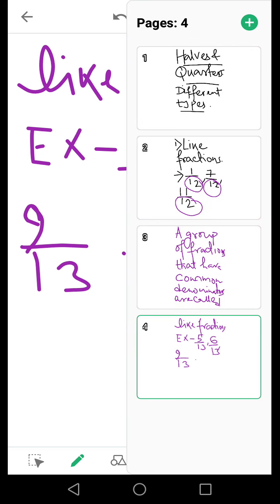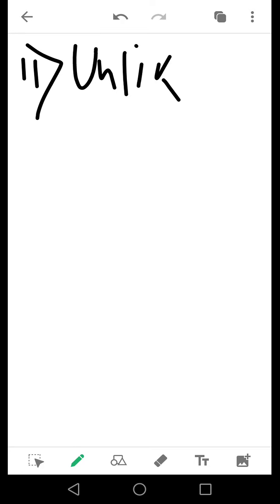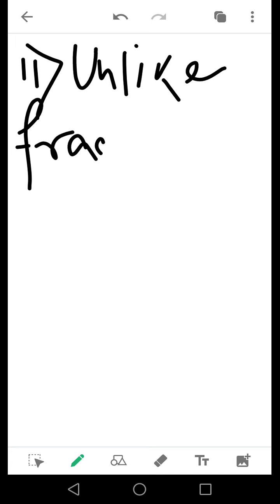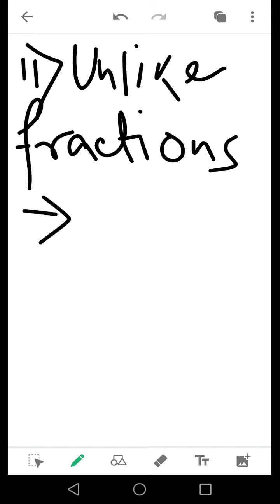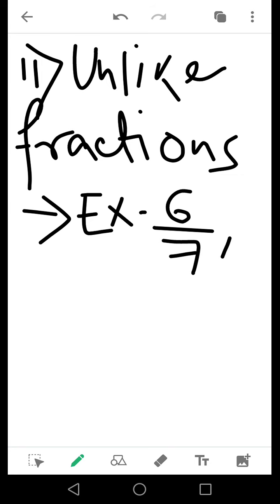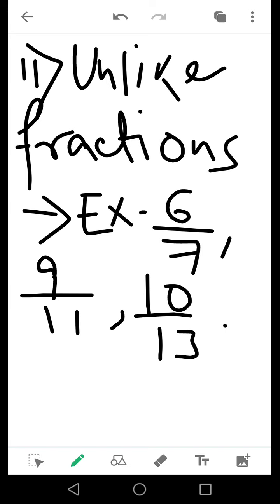Now just the next type of fraction, unlike fractions. Now what are unlike fractions? See that as like fractions include those fractions only which have common denominators, unlike fractions means fractions having different denominators. For example, we can choose 6 by 7, 9 by 11, 10 by 13. If in a group you come across such fractions, those fractions are called unlike fractions.